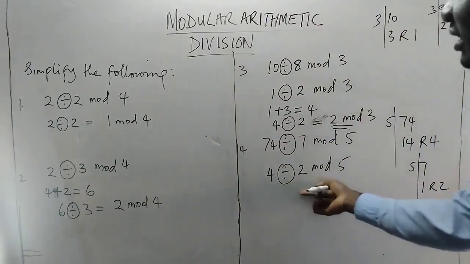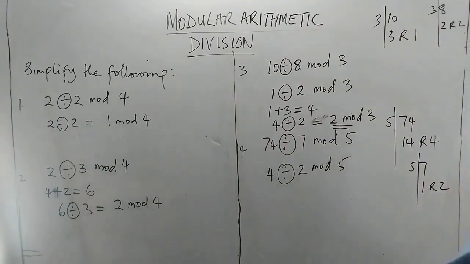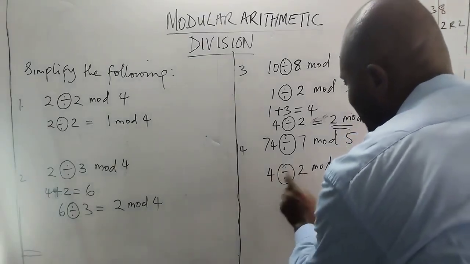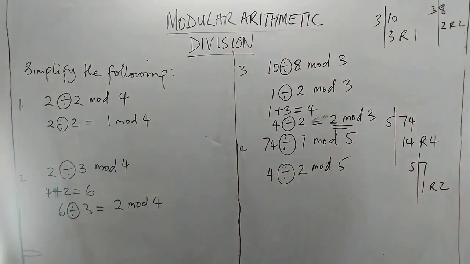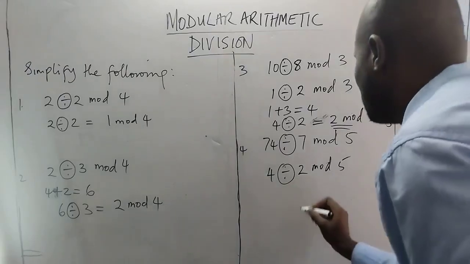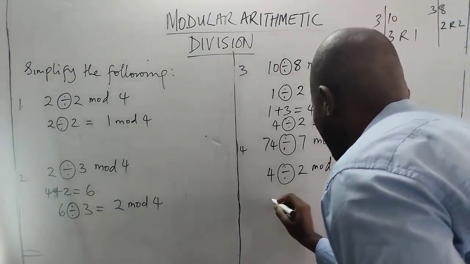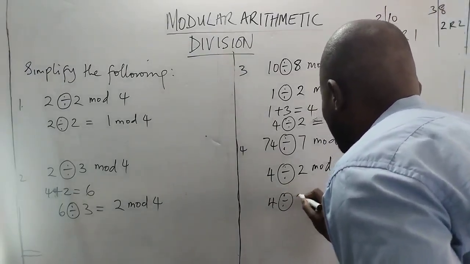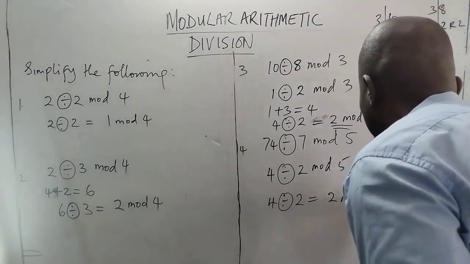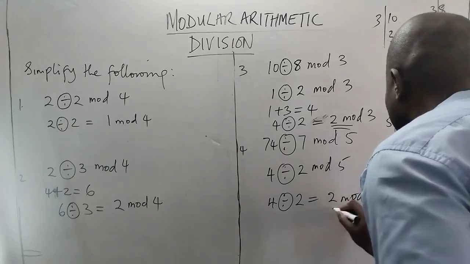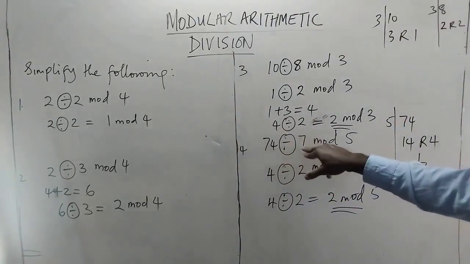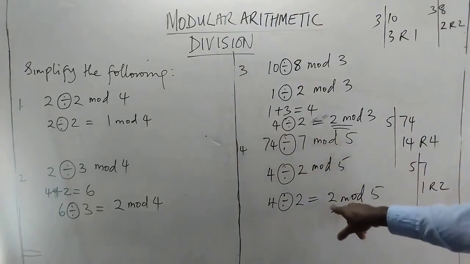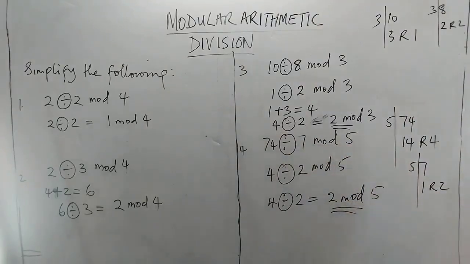So this statement has been reduced to this one. And if you look at this now, is 4 divisible by 2? Yes, it's divisible. So go ahead and divide. 4 divided by 2 will give you 2 mod 5. So the final answer of 74 divided by 7 mod 5 is 2 mod 5.